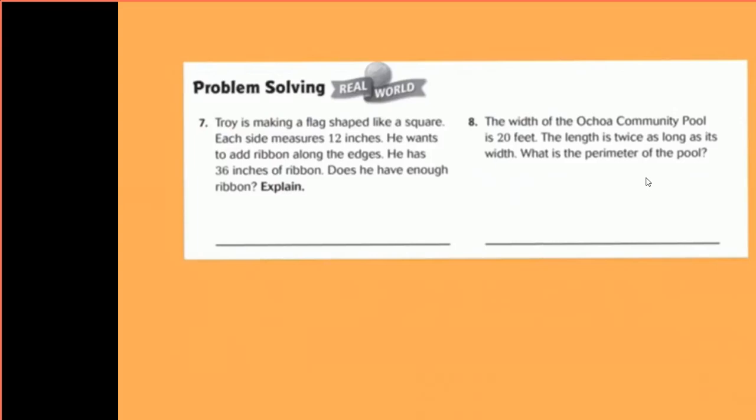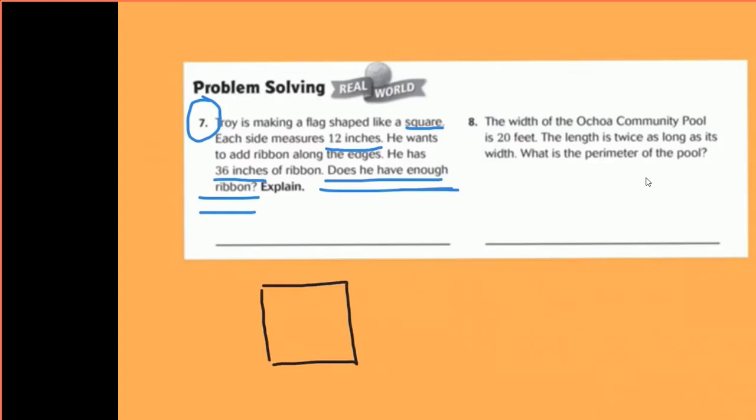And now we're on to number 7 for tonight. Go ahead and put a circle around number 7. We're going to be working it out together tonight. It's a story problem, and it says, Troy is making a flag shaped like a square. Each side measures 12 inches. He wants to add ribbon along the edges. He has 36 inches of ribbon. Does he have enough ribbon? That is the question it's asking us tonight. Let's go ahead and find out.